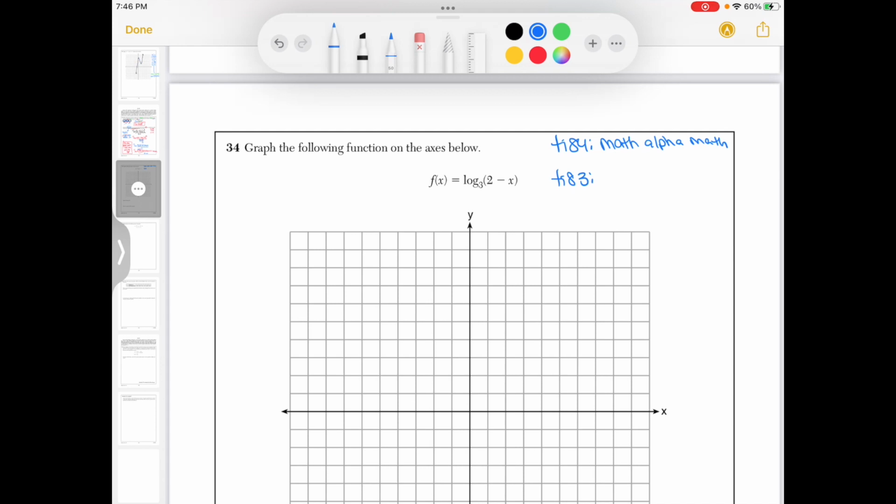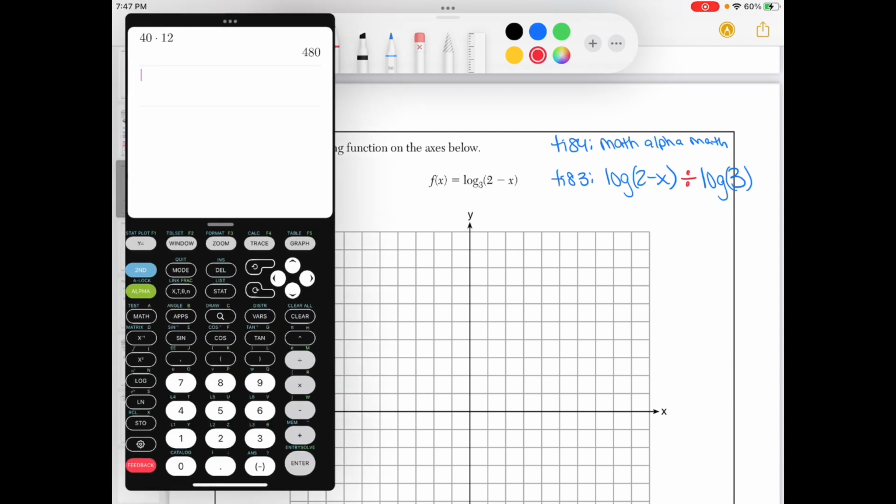So to my TI-83 people, you have to type it in as the change of base. So you type it in as the log of what you're taking the log of, which is 2 minus x, divided by the log of the base. You just have to remember it. Change of base. Okay, so whichever calculator you have, please plug it in accordingly in your calculator.